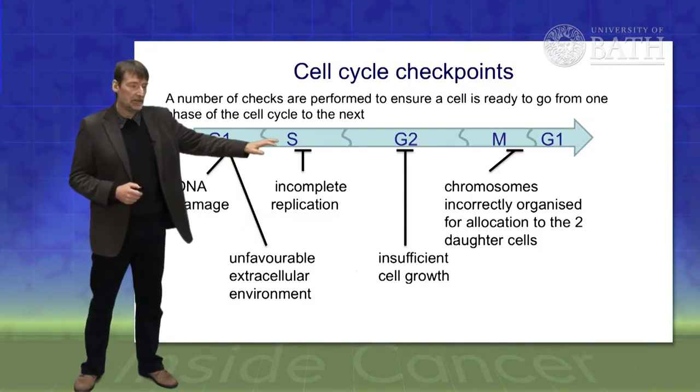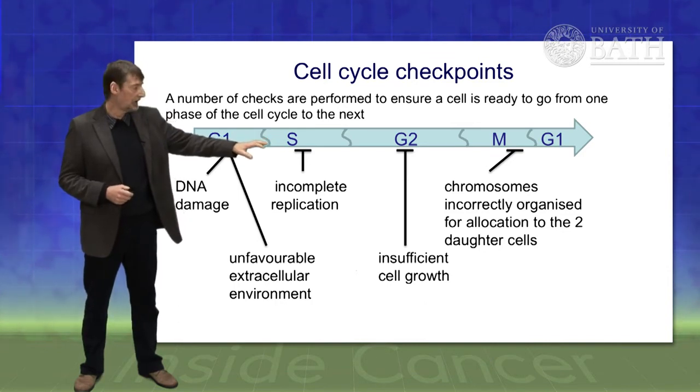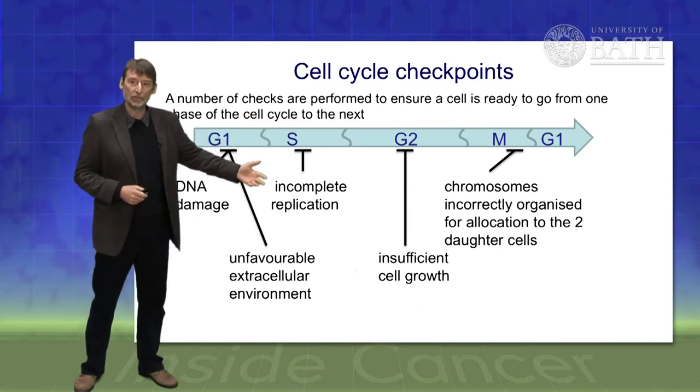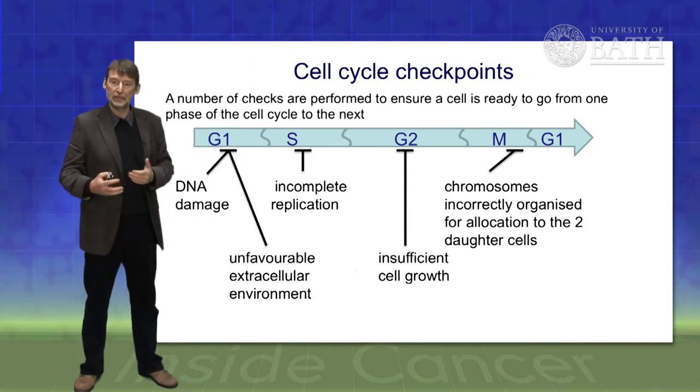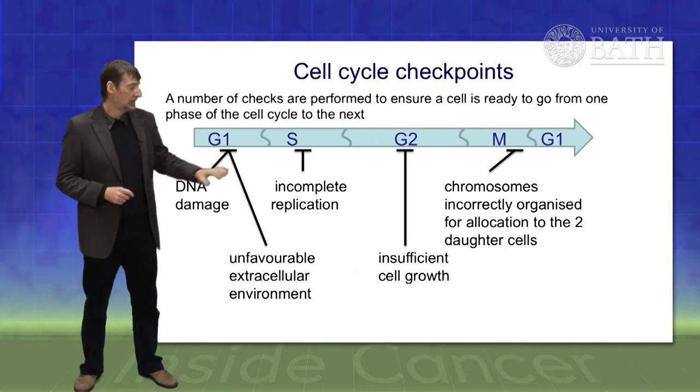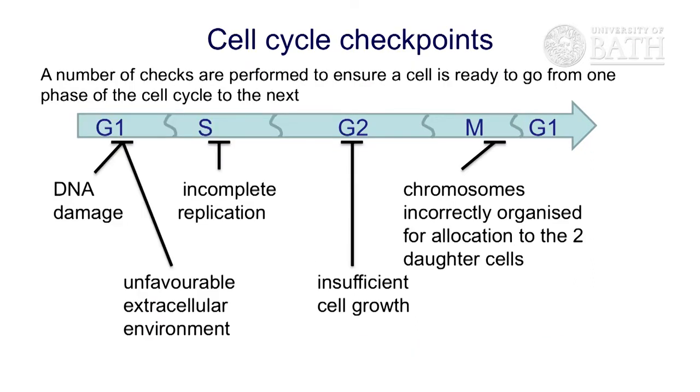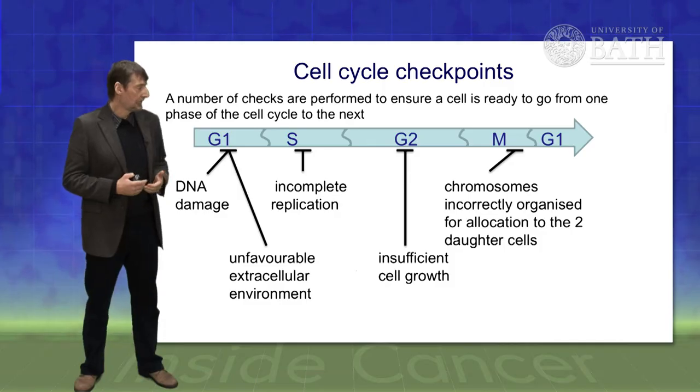For instance, in G1, that first resting phase, if there's DNA damage, then the cell will not want to go through division and copy that damage into the new cells. If there's an unfavorable cellular environment, not enough energy available, for instance, then the cell will stay where it is. During S phase, if there's incomplete replication of the DNA, again, the cell should not divide because that mistake, if you like, will be carried over into the new cells.